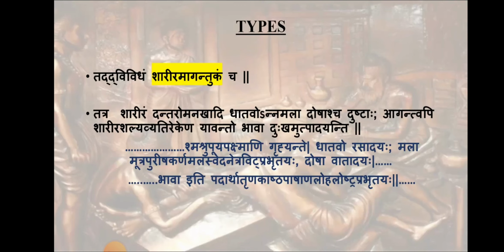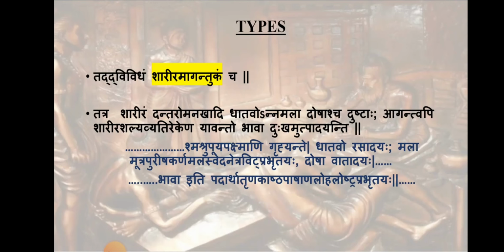Teeth, nails, hair, body hair or head hair, all those can be included under Sharira. In addition to that, the Dhatu, Mala and Dosha which are in a Dushtavastha can be considered under Sharira Shalya. Next is Agantu. It is told: Sharira Shalya Vitiregena Yavando Bhava Dukkham Utpadayanti. That is, apart from the Sharira Shalya, whatever things can produce dukkha to the body or mind can be included under Agantu Shalya types. So this is the first classification, based on what causes the injury, Shariraja and Manasika.